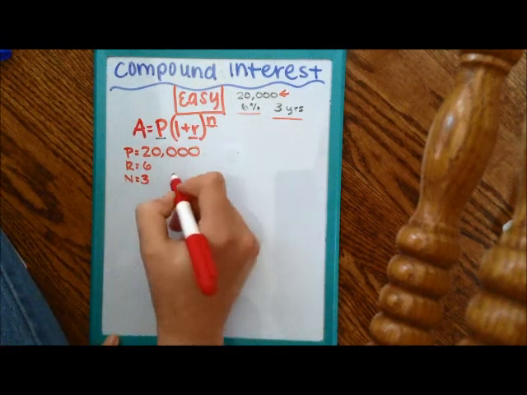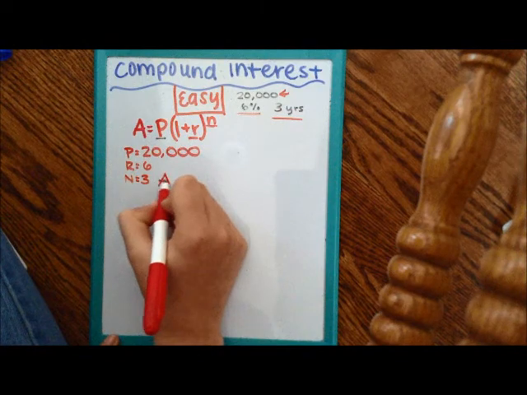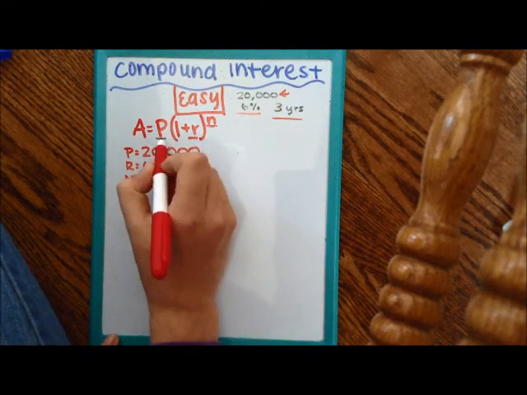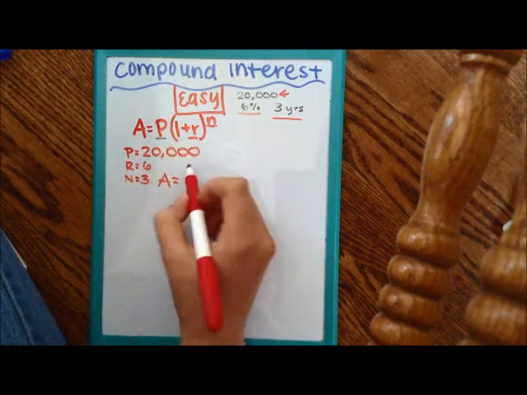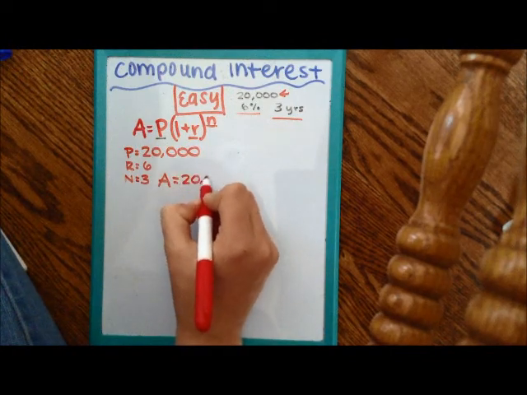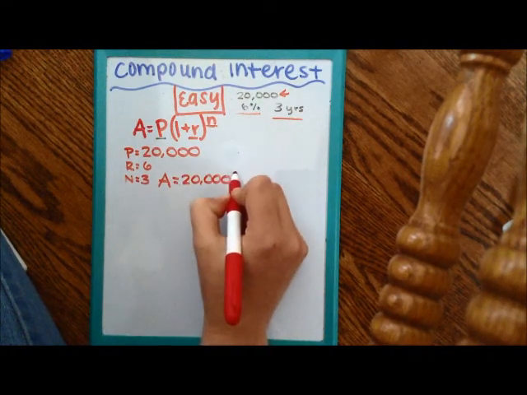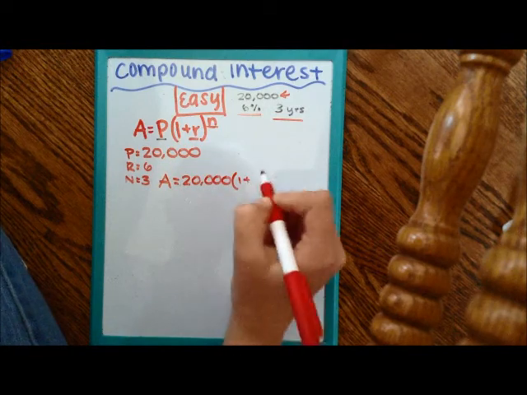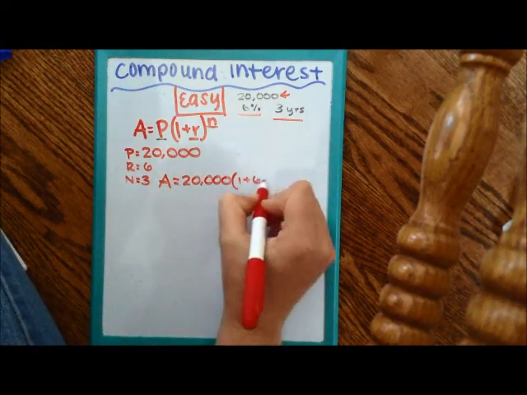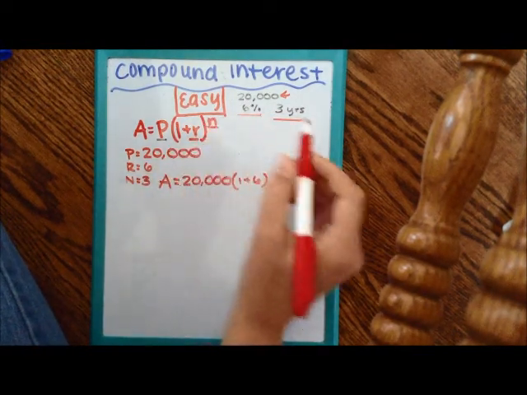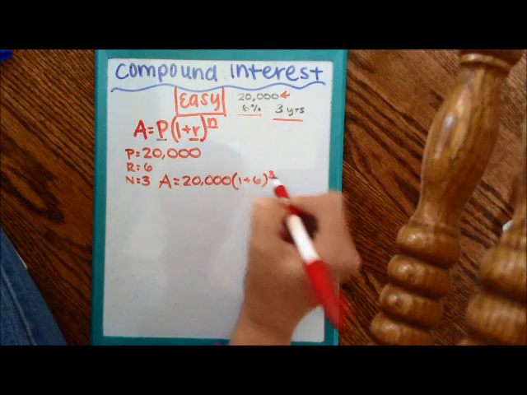Okay, so now we're going to set this up. So our amount equals the principal amount, which is 20,000. And then we're going to do 1 plus our rate, which was 6, and then brought to the power of 3.